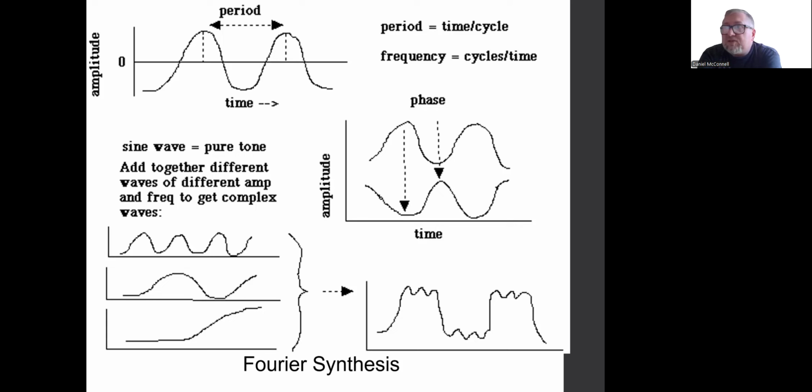Now, the way in which these different sine waves, pure tones, add together also depends on their phase relationship, which is what I have in the middle of the picture here as well.